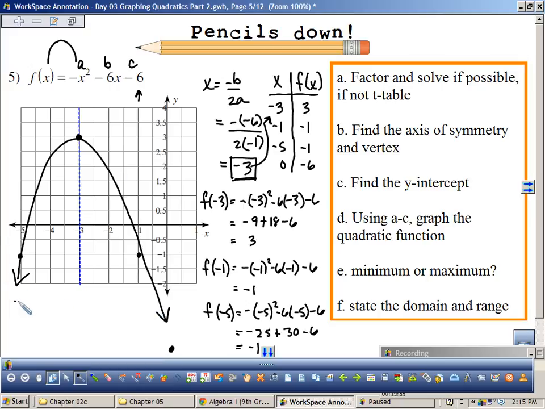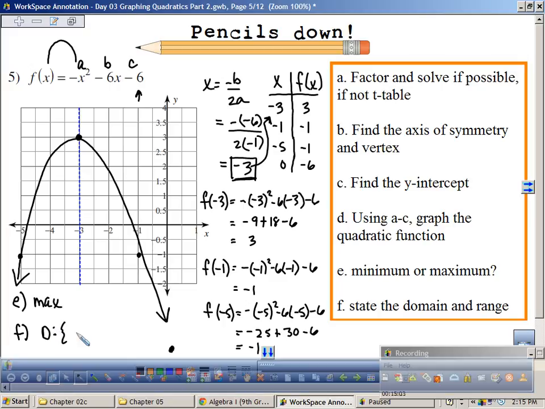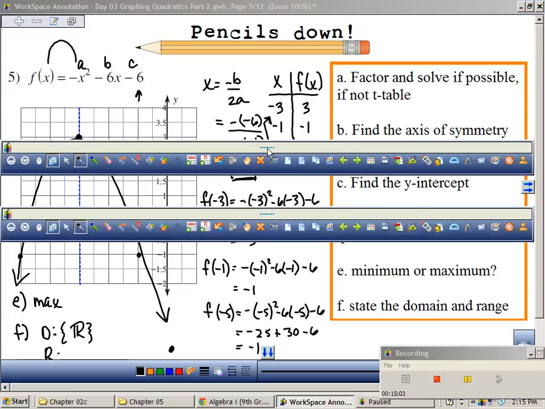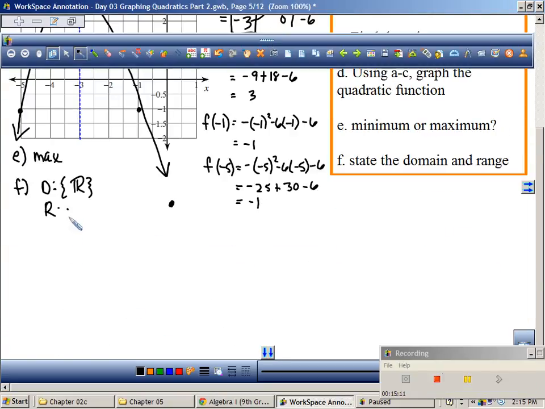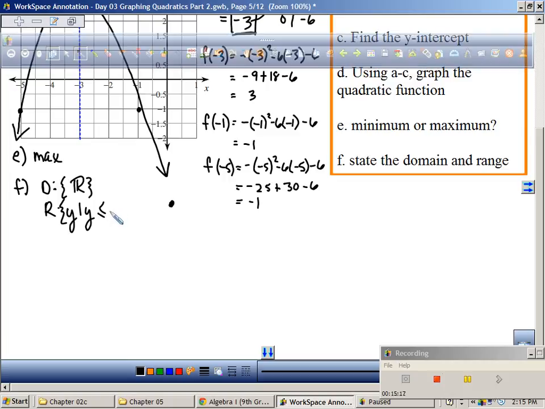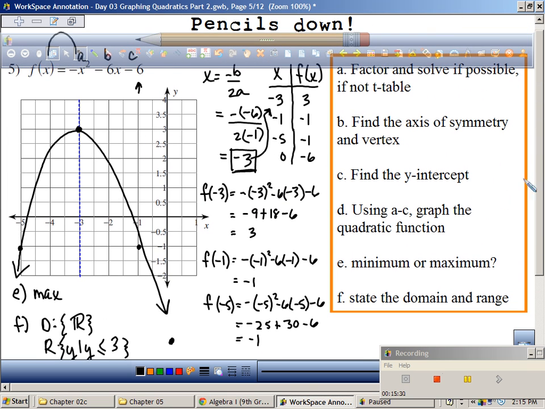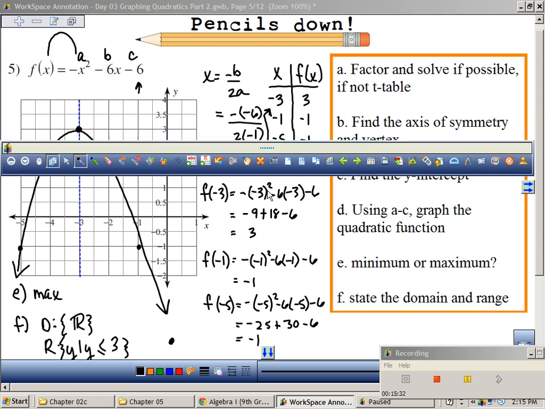Oh, we have to do our minimum maximum. Is this a min or a max? It's a max. And my domain and range, what's my domain? All real numbers. And what's my range? Y is less than or equal to, right? Less than or equal to what? I'm going to change that right now. Good. 3. Questions? The second time's better, right?